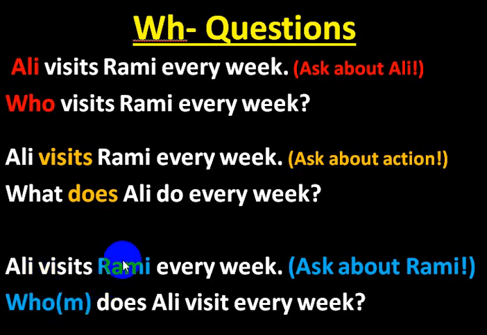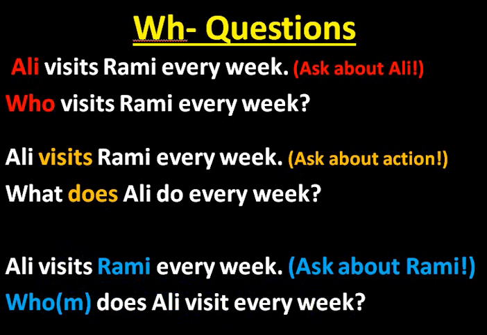So here I have Rami. I have to use who or whom. Okay. Look at the verb. The verb is what? Simple present tense. So I have to use what? Is there any other auxiliary verb inside this sentence? No. I have only the main verb. So I have to use what? Verb to do. What type of verb to do? Does. Why? Because the main verb has s of third person singular. So I say, who or whom does Ali visit every week?